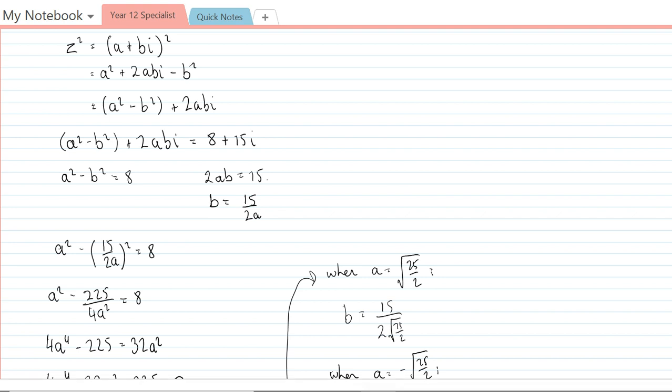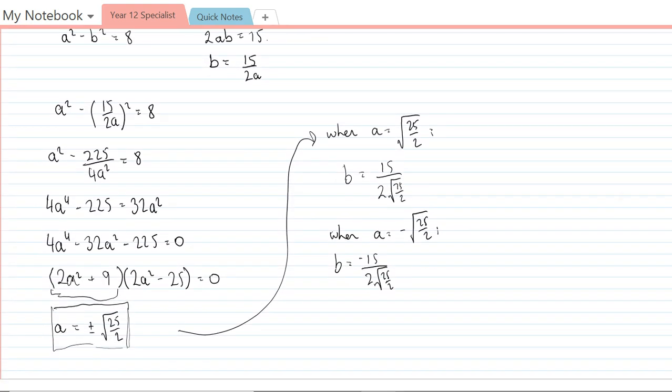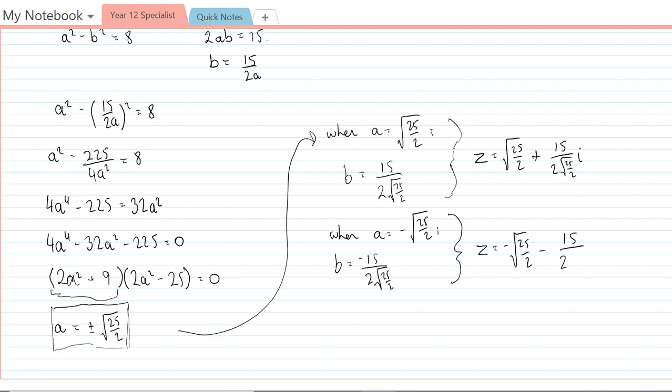So what this means then is that from this information here, we get one of the solutions, which is z equals root 25 on 2 plus 15 on 2 root 25 on 2 i, because it's just a plus bi. And from this information here, we get the other solution, z equals negative root 25 on 2 minus 15 on 2 root 25 on 2 i. So there we have our two solutions.